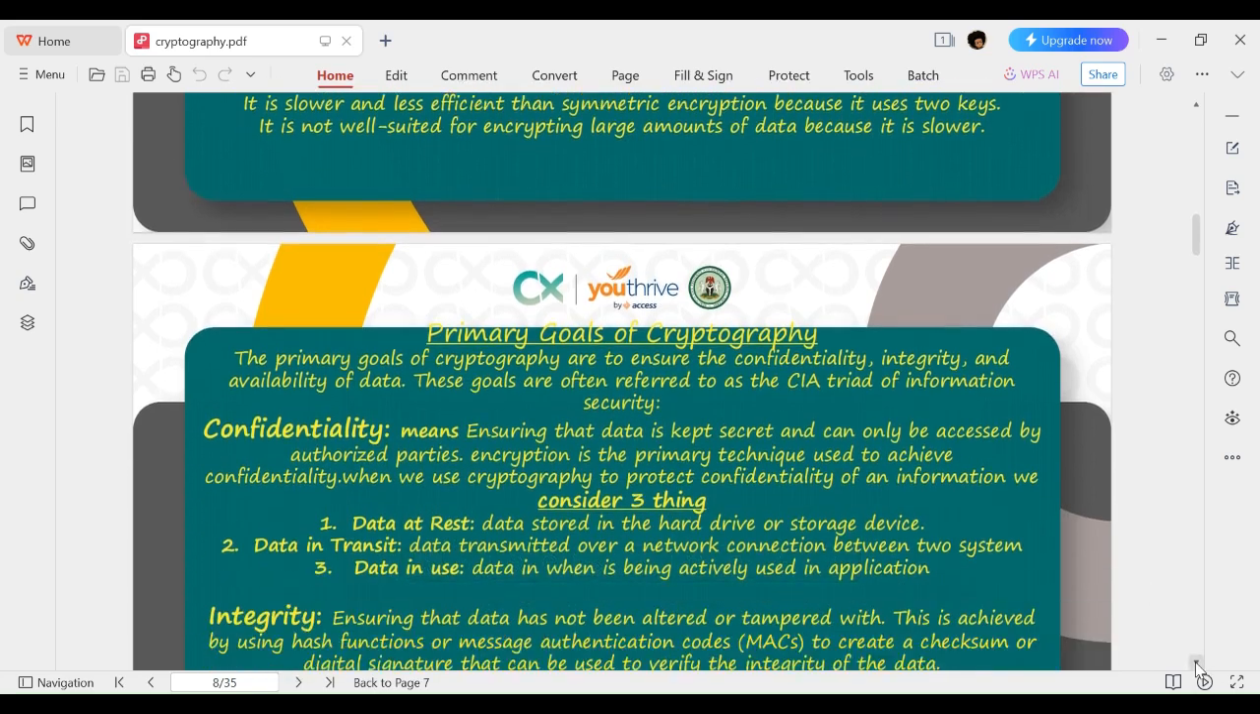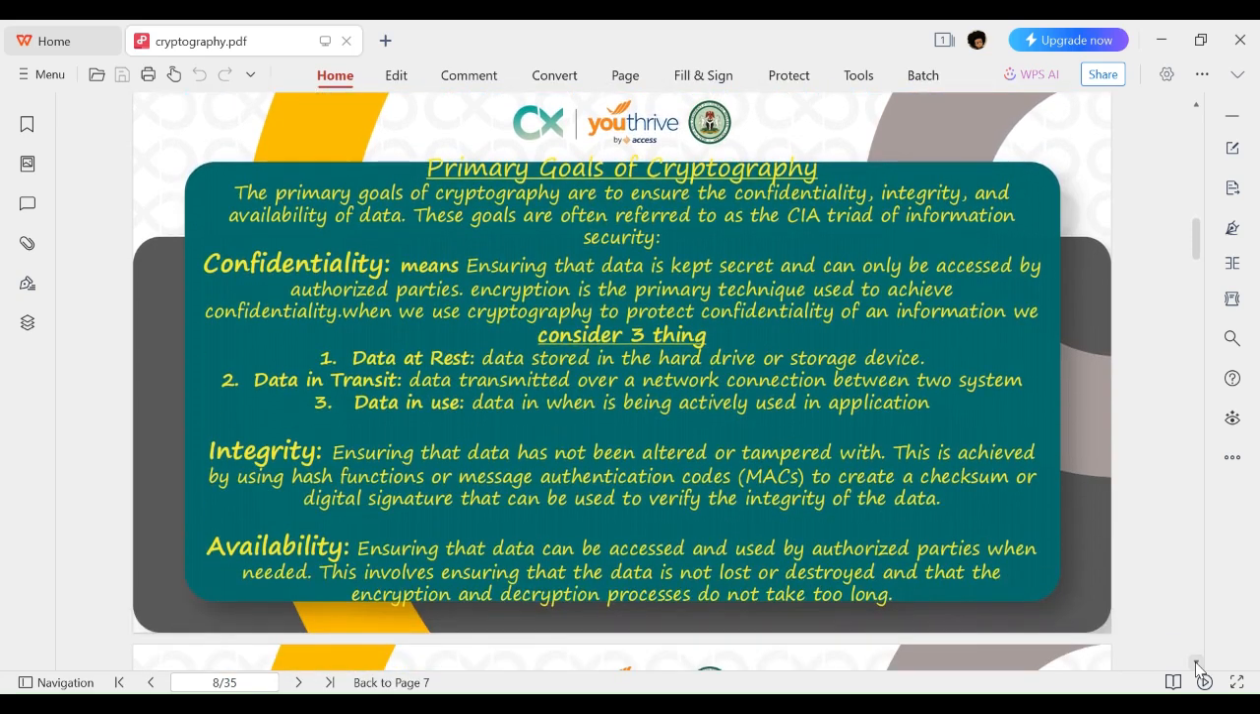So, what are the primary goals of cryptography? The primary goals of cryptography are to ensure the confidentiality, integrity, and availability of data. These goals are often referred to as the CIA triad of information security. So, confidentiality means ensuring that data is kept secret and can only be accessed by authorized parties. Encryption is the primary technique used to achieve confidentiality.